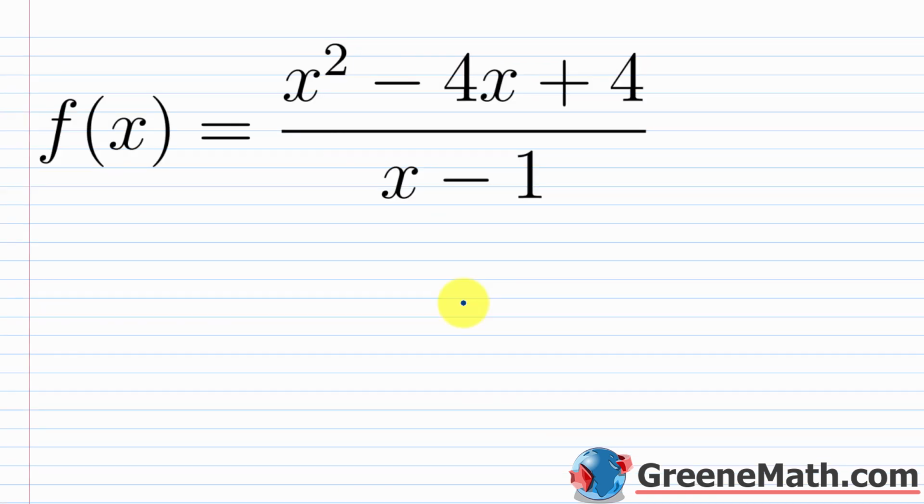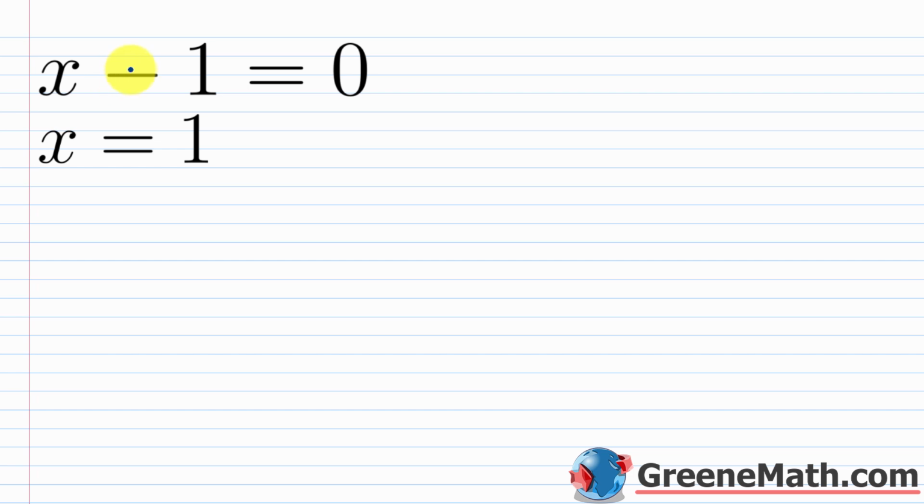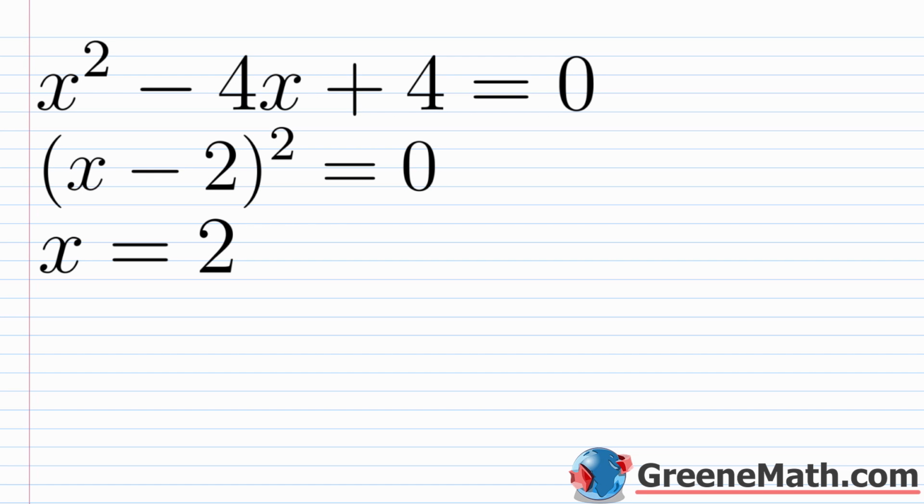All right, let's look at the next one. So here we have f of x equals x squared minus 4x plus 4 over x minus 1. Again, take the denominator, which is x minus 1, set it equal to 0 and solve. So you get x equals 1. That's your vertical asymptote. Take your numerator and set that equal to 0. We're doing that to get the x-intercept. So x squared minus 4x plus 4 equals 0. You can factor that. This is a perfect square trinomial. That becomes the quantity x minus 2 squared equals 0. So if you solve that, you just get x is equal to 2.